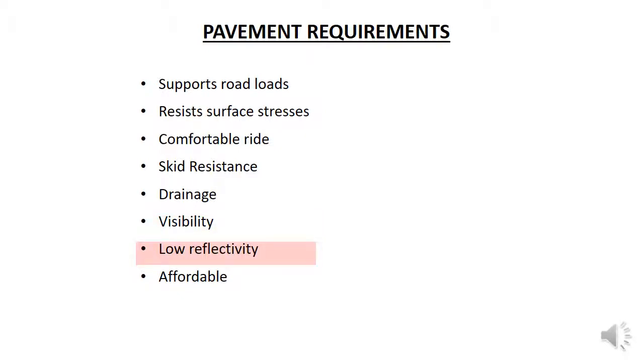The road also needs to have low reflectivity, which means that sunlight and street light reflection off the road surface does not dazzle or blind the driver. This is especially a problem when the pavement is wet.